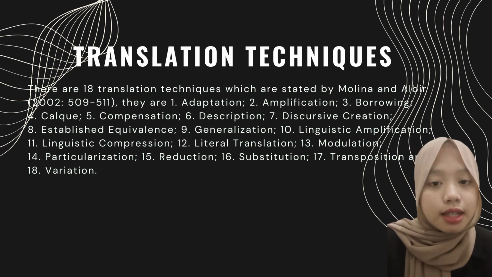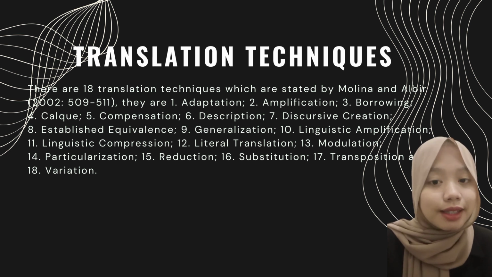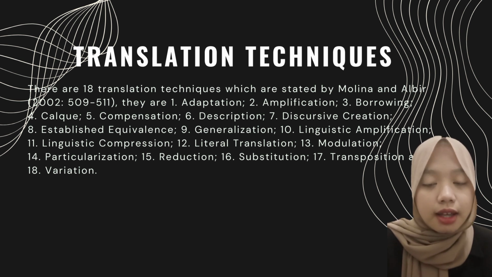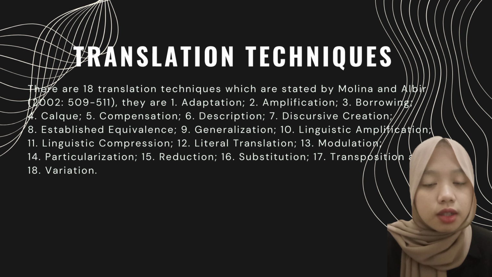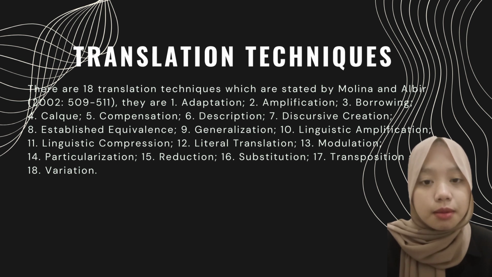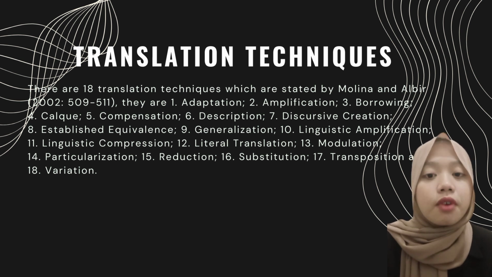Number 11 is linguistic compression. 12 is literal translation. 13 is modulation. Number 14 is particularization. Number 15 is reduction. Number 16 is substitution. Number 17 is transposition. And then number 18, or the last one, is variation.